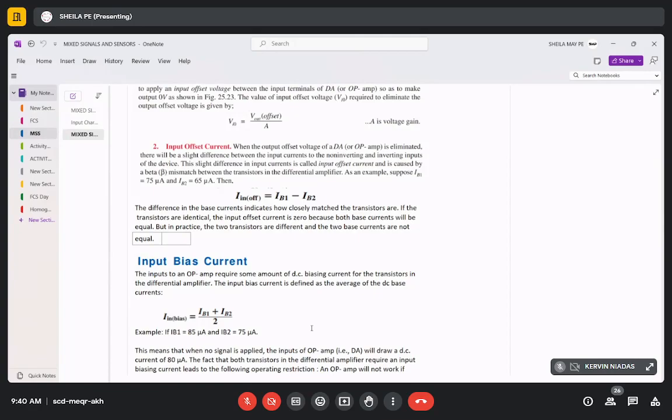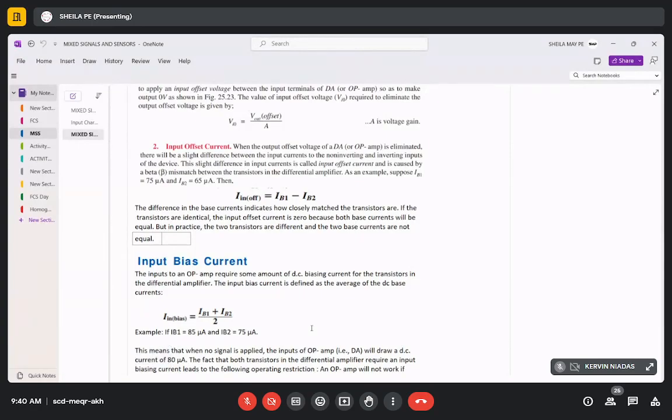So the difference in the base current indicates how closely matched the transistors are. Duol-duol jud na sila, class. There may be 1 to 2% slight difference, but that 1 to 2%, class, is very small. If the transistors are identical, the input offset current is 0 because both base currents will be equal. But in practice, the two transistors are very different and the two base currents are not equal. Those are the two parameters when our DA is mismatched.